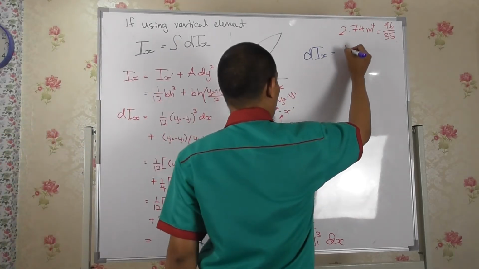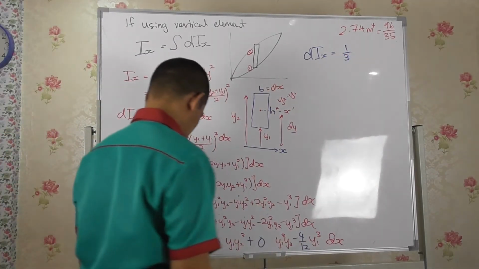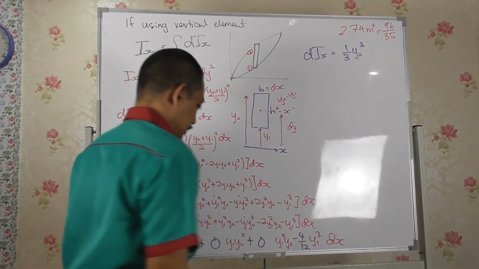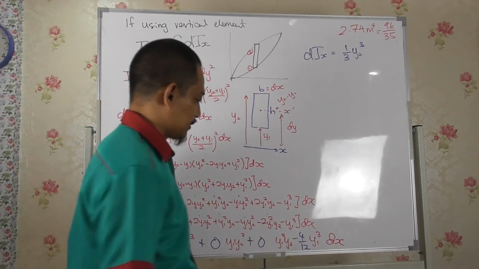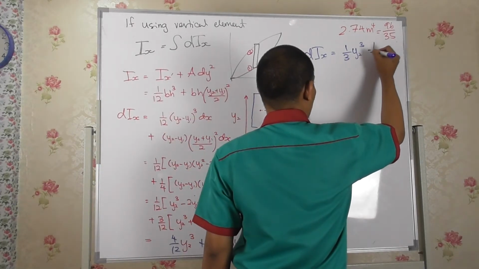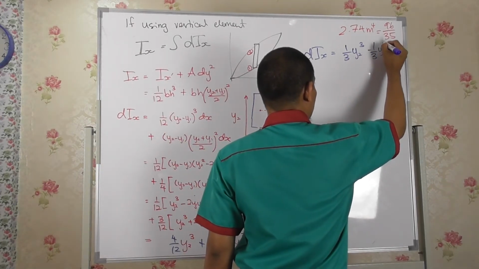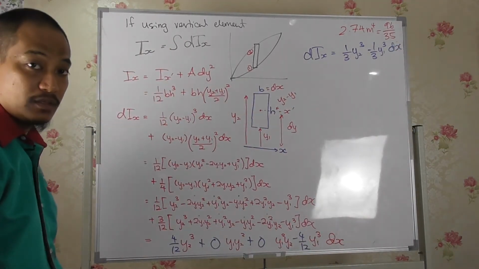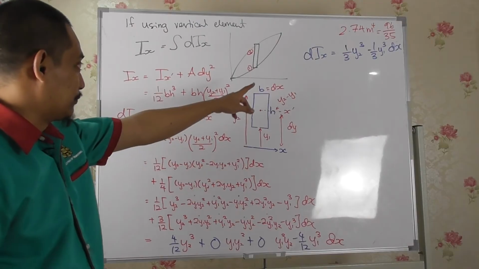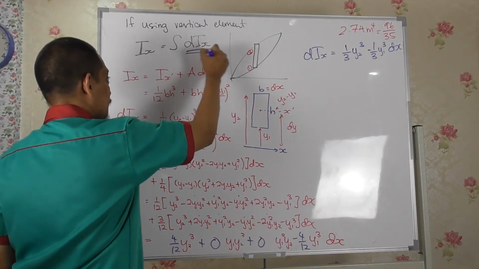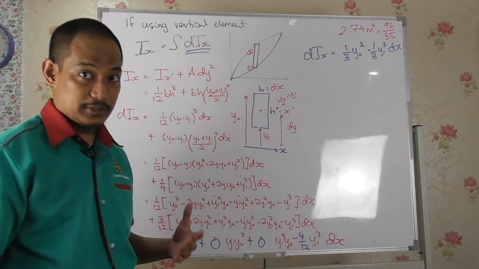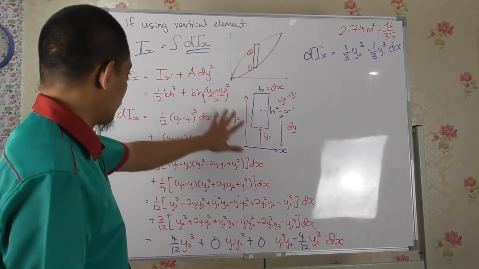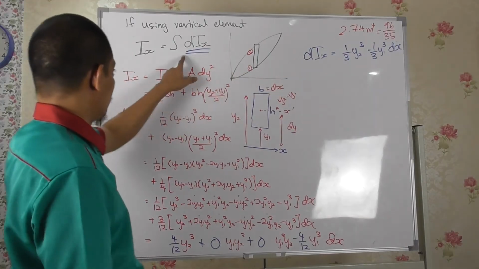So 1/3 y2 cube, and then here becomes minus 1 over 3 y1 cube, and then you have dx. Okay, that is the expression that we will use to plug in here, so that we can do the integration, right? Okay, so I think I can erase this part so that we can just plug in there into this one, right?